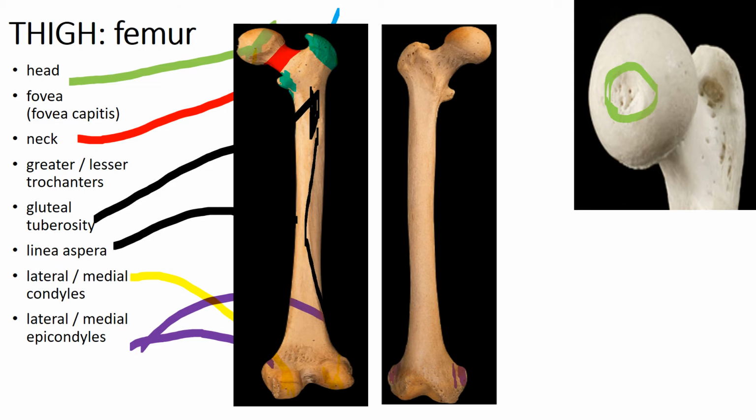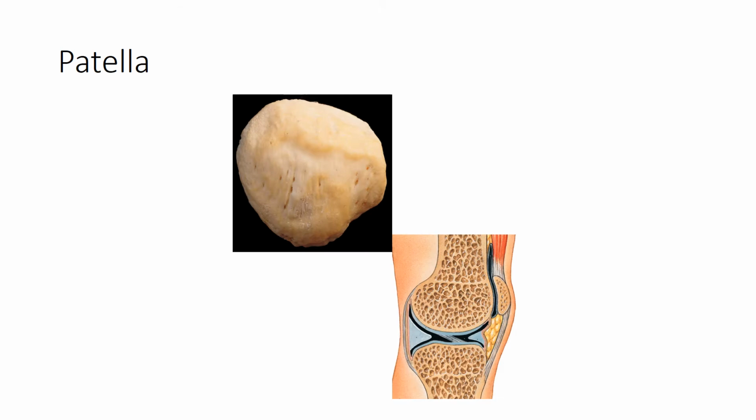The patella is known as our kneecap, and it's this large and roughly triangular sesamoid bone that's located within the tendon of the quadriceps femoris muscle. So the patella allows that tendon of the quadriceps femoris to glide smoothly by distributing the force placed on the tendon, and it helps to protect our knee joint.